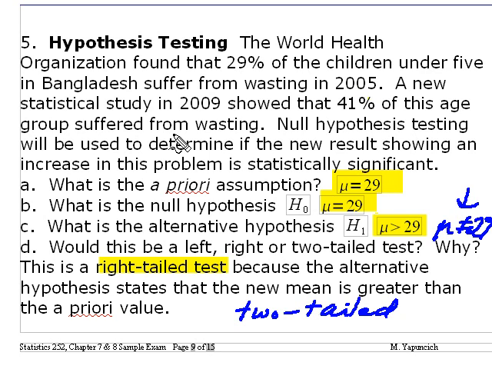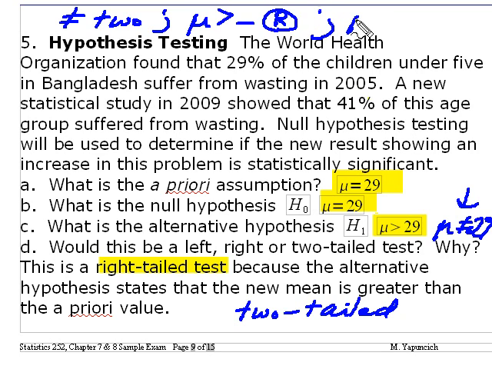Let me review what that is. If the alternative hypothesis has a not equal to sign, then it's a two-tailed test. If the alternative hypothesis is written as mu is greater than some value, the a priori value, then it is a right-tailed test. If it's written as mu is less than the a priori value, of course, then it's a left-tailed test. So it depends on how you answer C. It doesn't matter how you answer C, but then D has to agree with how you answered C.